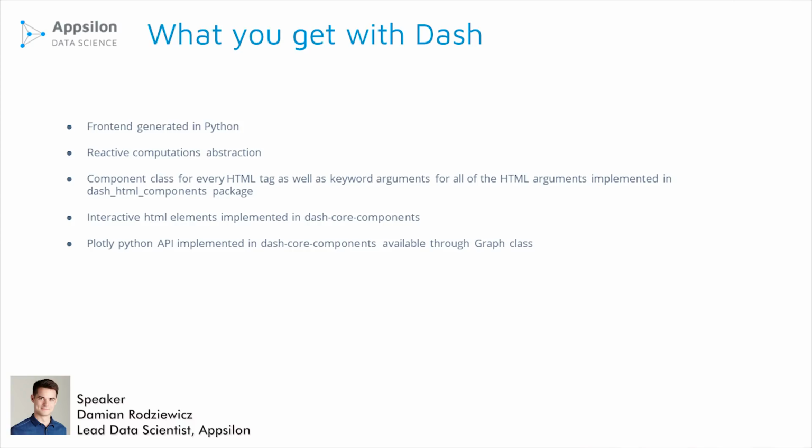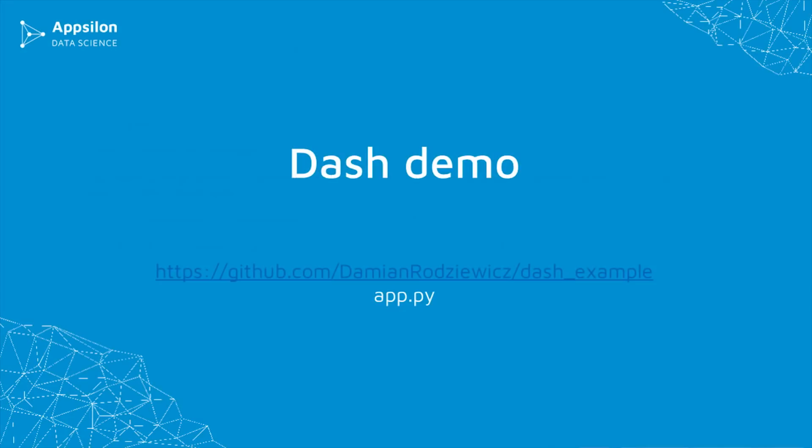What's more, there is a special component which is called Graph, and it allows using any Plotly graph that is available from the Python API. So this is a very good gain when you want to create nice looking visualizations in your dashboard. You know that you have everything that you get in Plotly. You can use it in the Dash application.